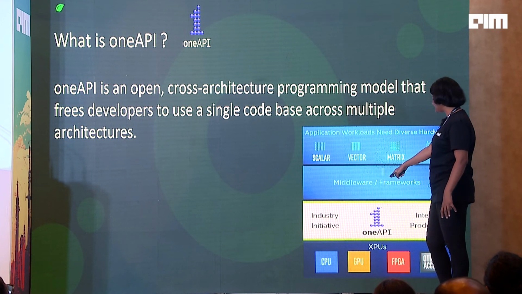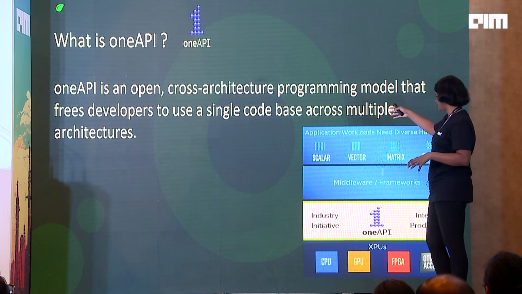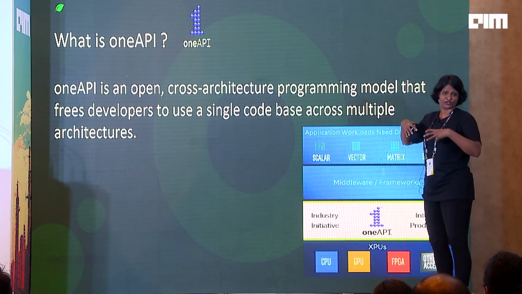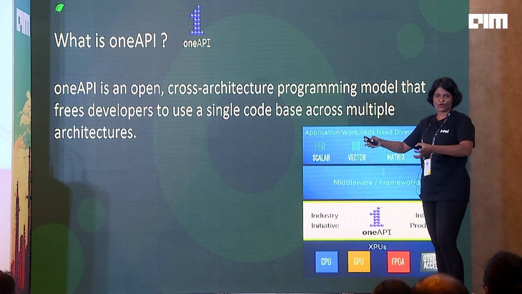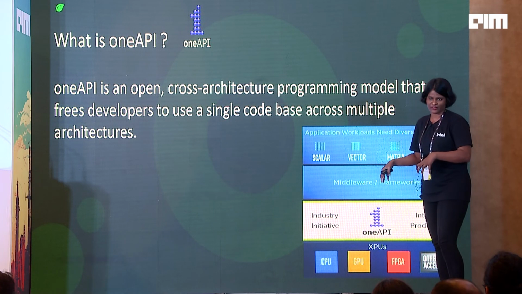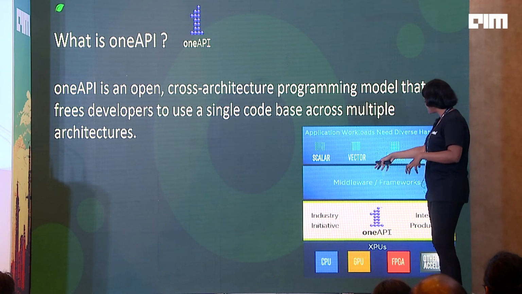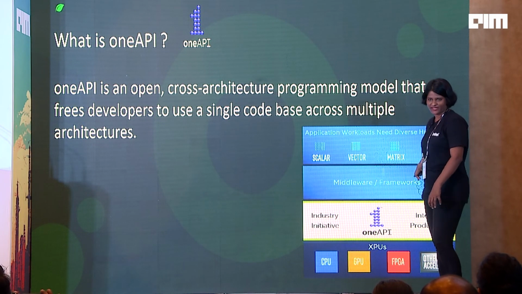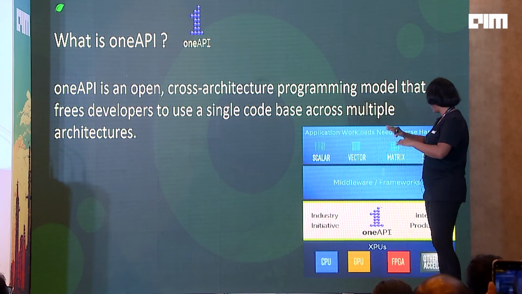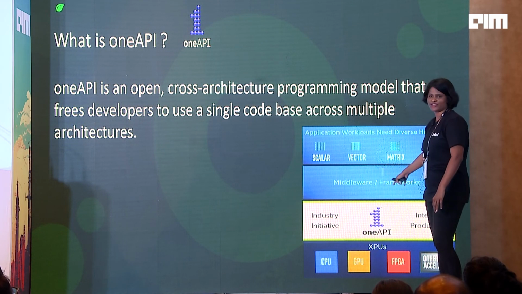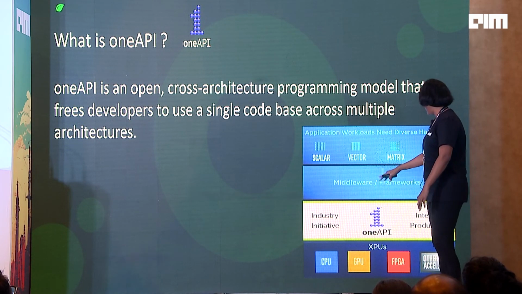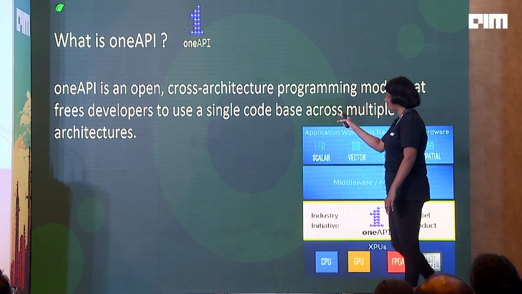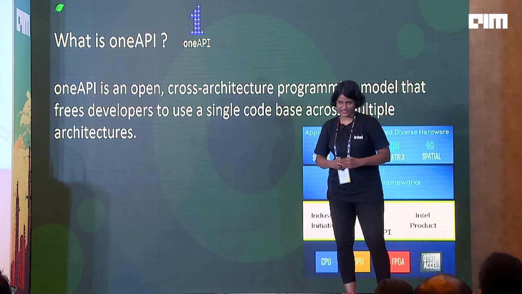Based on the kind of input which you give, scalar input, or it could be image data or huge volumes of video data, you might have to interface with different kinds of hardware underneath. So to interface with different kinds of hardware, you come up with an open specification, which is one fit, which can interface with different kinds of hardware. And this is an open source specification from Intel.